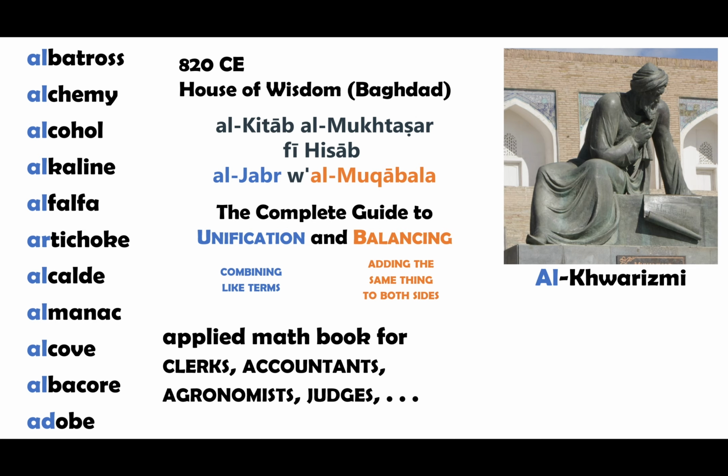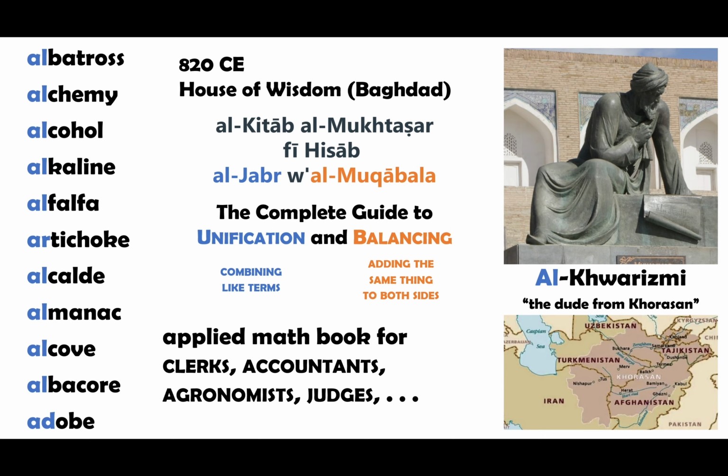I will say something about Al-Khwarizmi. He was not actually from Iraq originally. He's from Khorasan. That's what this name Al-Khwarizmi means, the dude from Khorasan. Khorasan is this region of Central Asia that's quite large, no longer exists as a political entity, but it did back in the day. You should think of this as what we're studying is what you can get if you allow yourself to combine like terms and add the same thing to both sides.